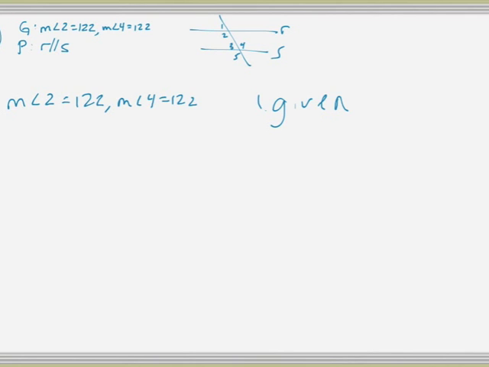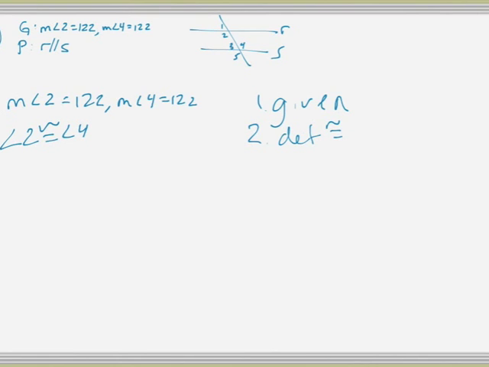If angle 2 is 122 and angle 4 is 122, what do we know about angle 2 and angle 4? They are congruent. So we can say angle 2 is congruent to angle 4. Our reason on that would be definition of congruence. That's what it means to be congruent. They're the same size. So if they're both 122 degrees, they're the same size, that means we can call them congruent.